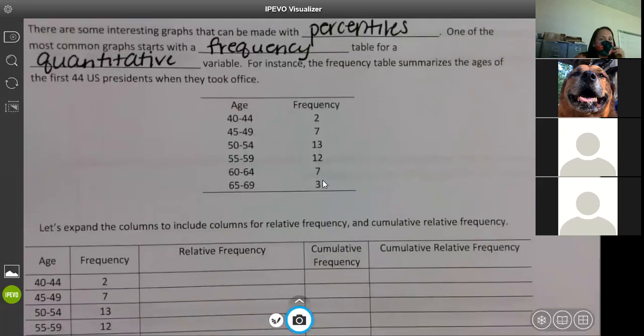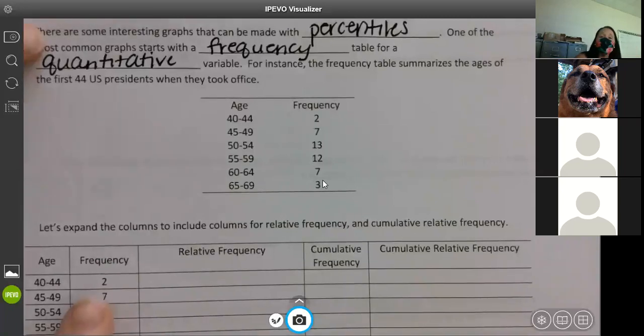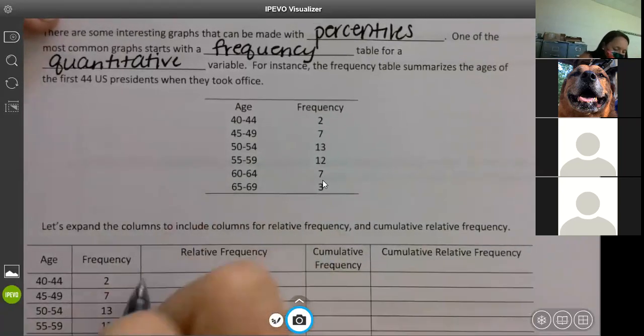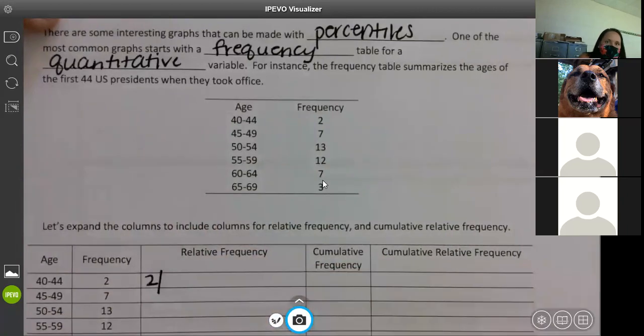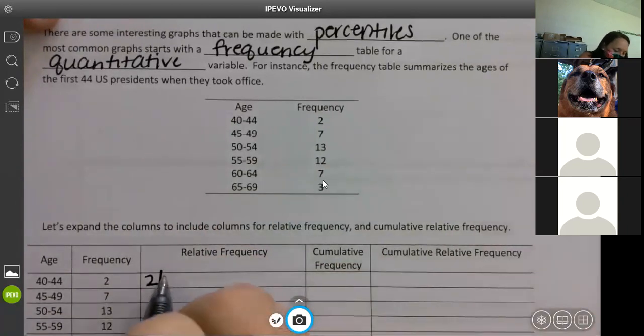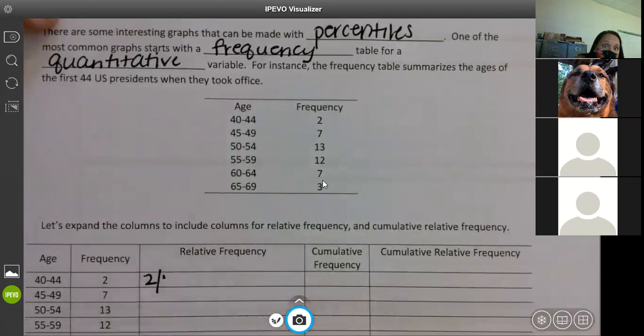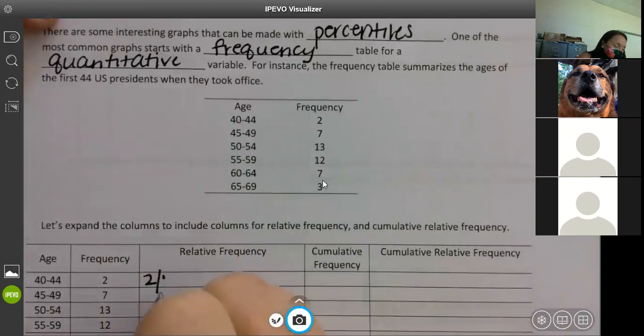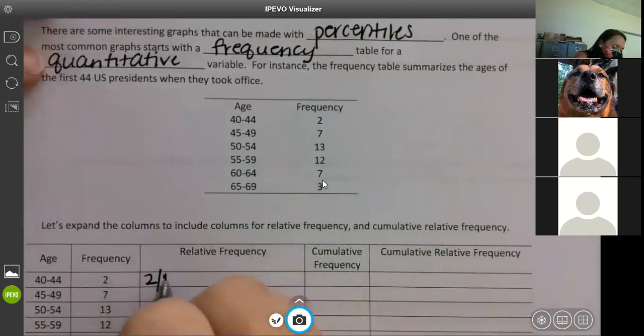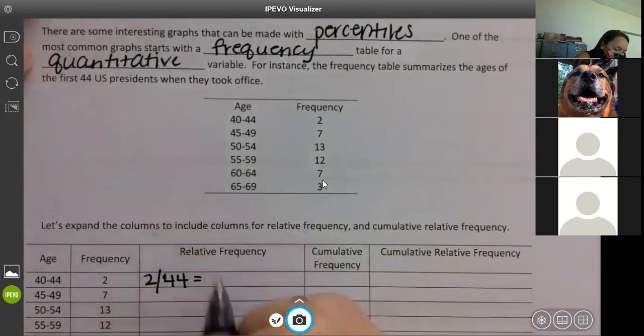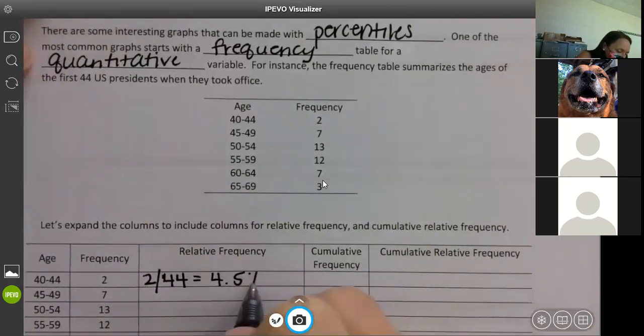Sorry, I'll make sure it's on here. Isn't it the number over the total? It's the frequency over the total. So the frequency was 2. How many presidents did we survey? Say what? Never mind. My computer's being really far behind, so it's like everything you say is delayed. No, sorry. What's our total amount of presidents we did? Y'all can answer too. 44. So this gives you 4.5%.